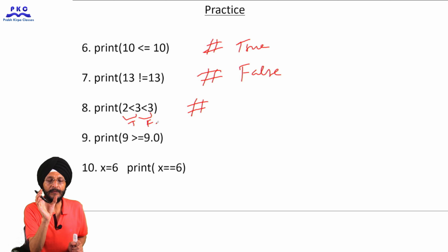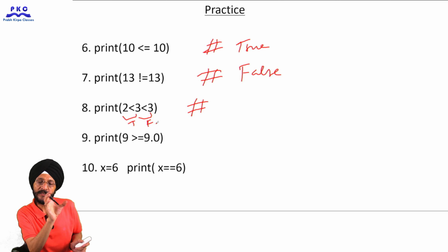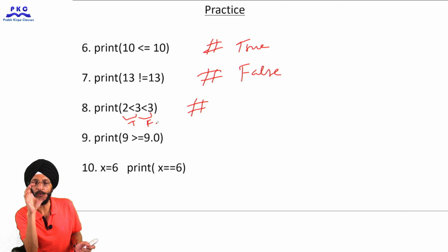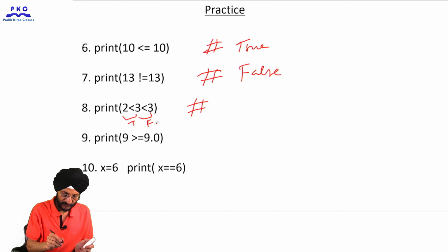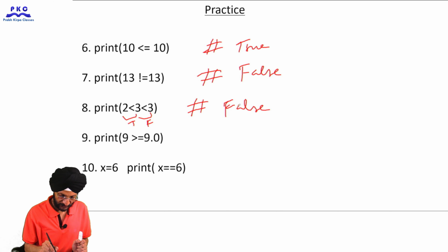In case of a chained comparison, all the comparisons have to be true for the overall result to be true. Here, one comparison is true and the other is false. So the Python interpreter will interpret it as false.